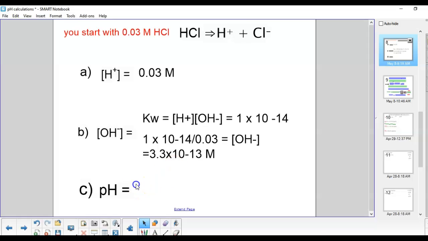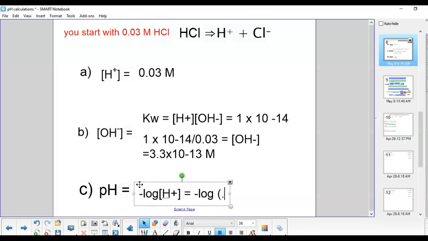Okay. What's the last one? Well, negative log of hydrogen concentration. That's going to equal negative log of 0.03. And when you do that, you're going to get 1.5. Close enough. Now, when you take the log of something, that destroys the units. So pHs and pOHs don't have units.